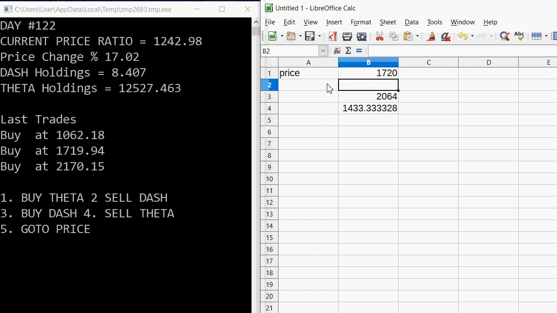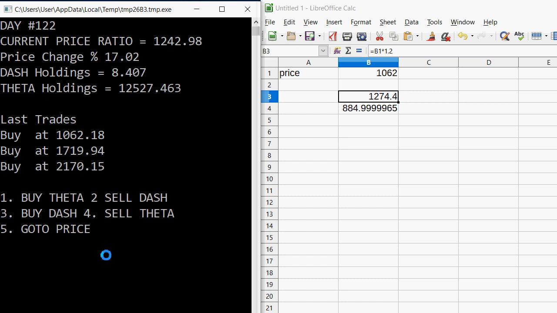But for now, I'm just going to put in the last trade for how it is in here, which is 1062. It's already up 17% the day after. And it's close to where it is, 1274. So I'm going to wait one more day, see if it goes up. I can push enter to go to 123. It doesn't.